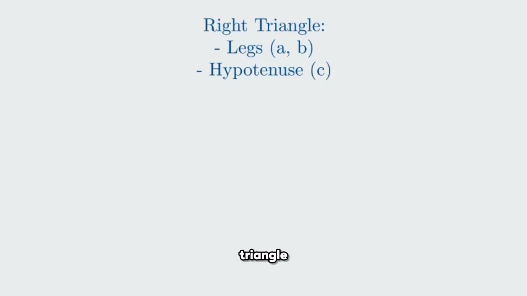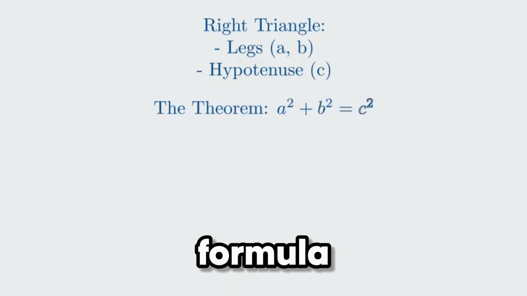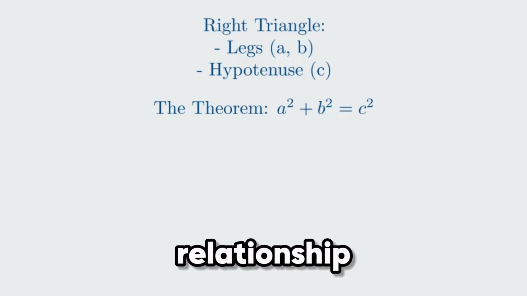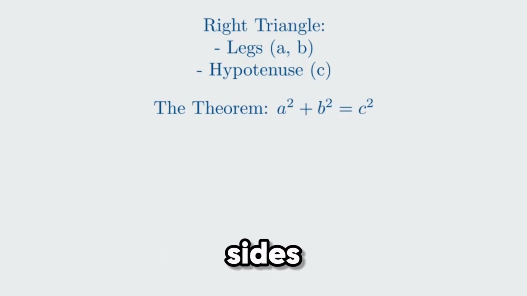First, the theorem only applies to right-angled triangles, which have one 90-degree angle. We learned to identify the parts of a right triangle. The two legs, A and B, which form the right angle, and the hypotenuse, C, which is the longest side and is opposite the right angle. Then we learned the theorem's formula. A squared plus B squared equals C squared. This equation describes the exact relationship between the areas of the squares on the sides of the triangle.